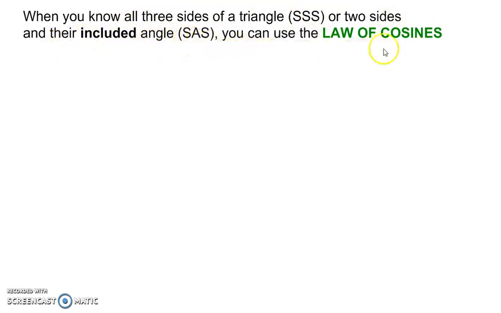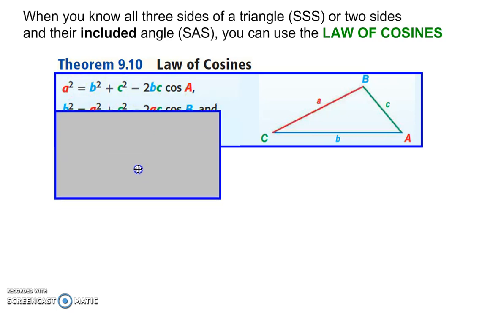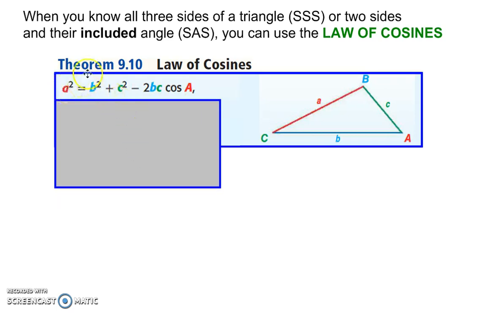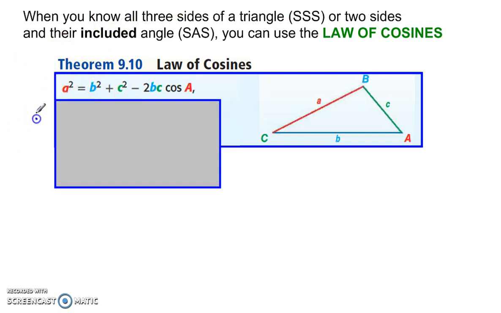Now, if you know all three sides of a triangle, or two sides and their included angle, so side angle side, you can use the law of cosines. The law of cosines looks like this. It's a little crazy, so let me cover up these first. Looking at it bit by bit, first, we have a squared equals, notice on the other side we have b and c. A squared equals b squared plus c squared minus 2bc, the same things that we had here, and then cosine of what we started with, cosine A.